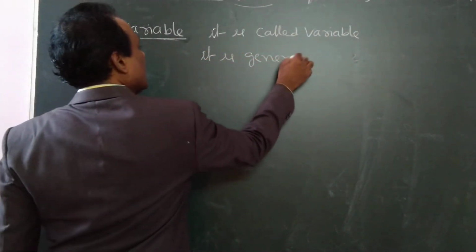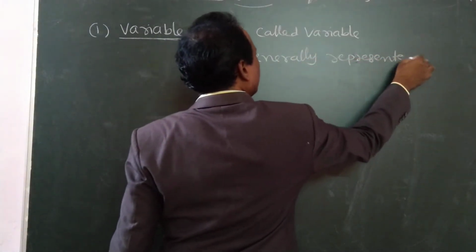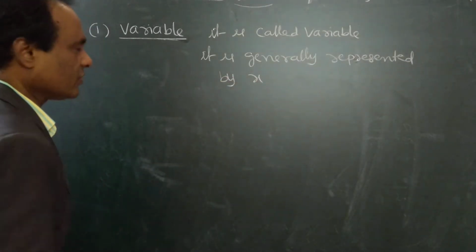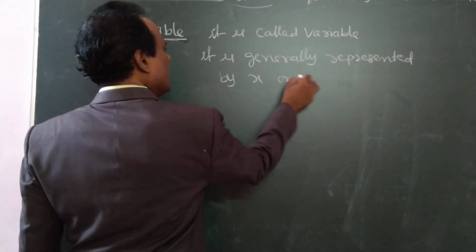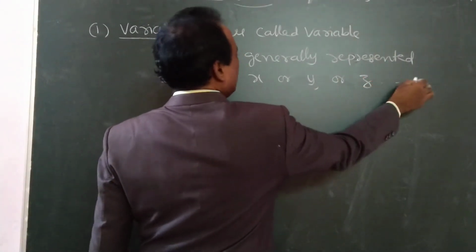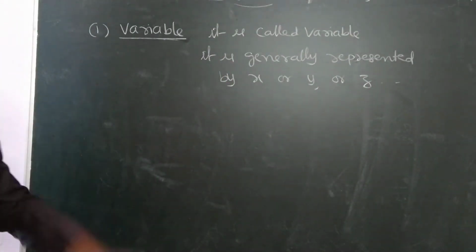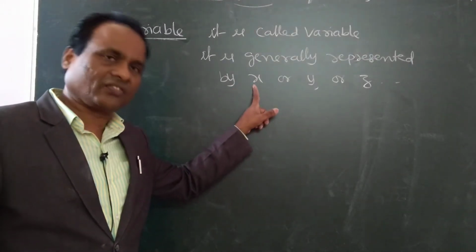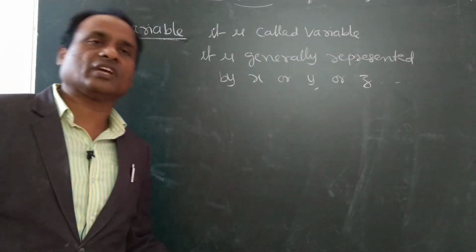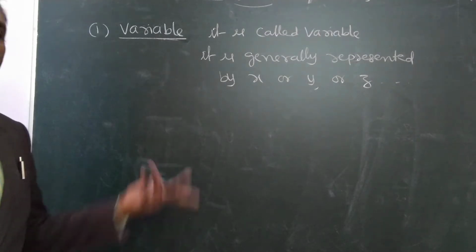In most of the problems we represent the variable by x. Variable is represented by x, or sometimes we use y, sometimes we use z, etc. Even by seeing the problem we can tell whether it is a variable or a constant. Generally we use x. Sometimes in the problem itself they may give y or z. So these are the symbols for the variable. By seeing the problem you can tell what the variable is.